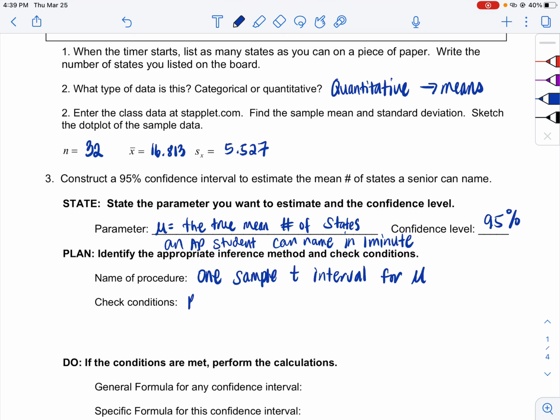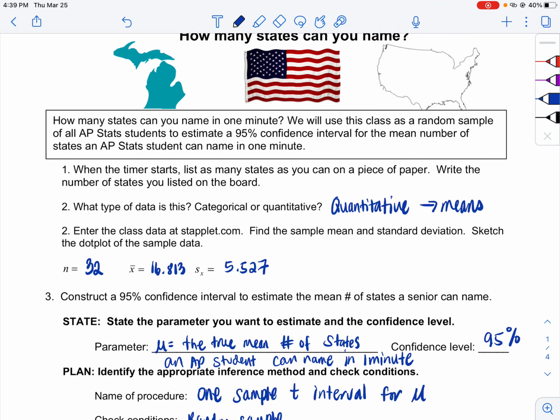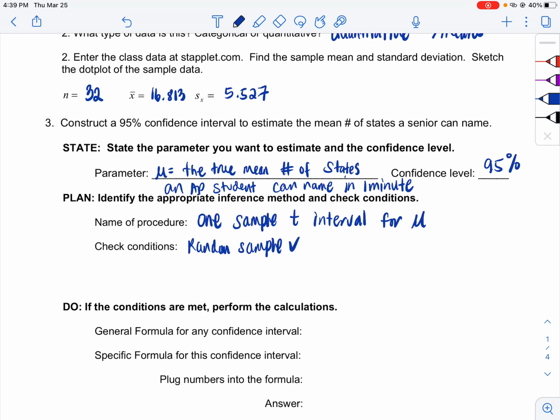For our check conditions, we check it's a random sample. We are going to use the class to take a random sample of all AP Stat students. So yes, this is a random sample, checked. For the 10% condition, 32 is less than 1/10 of all AP Stats students. And for normal, 32 is greater than 30.